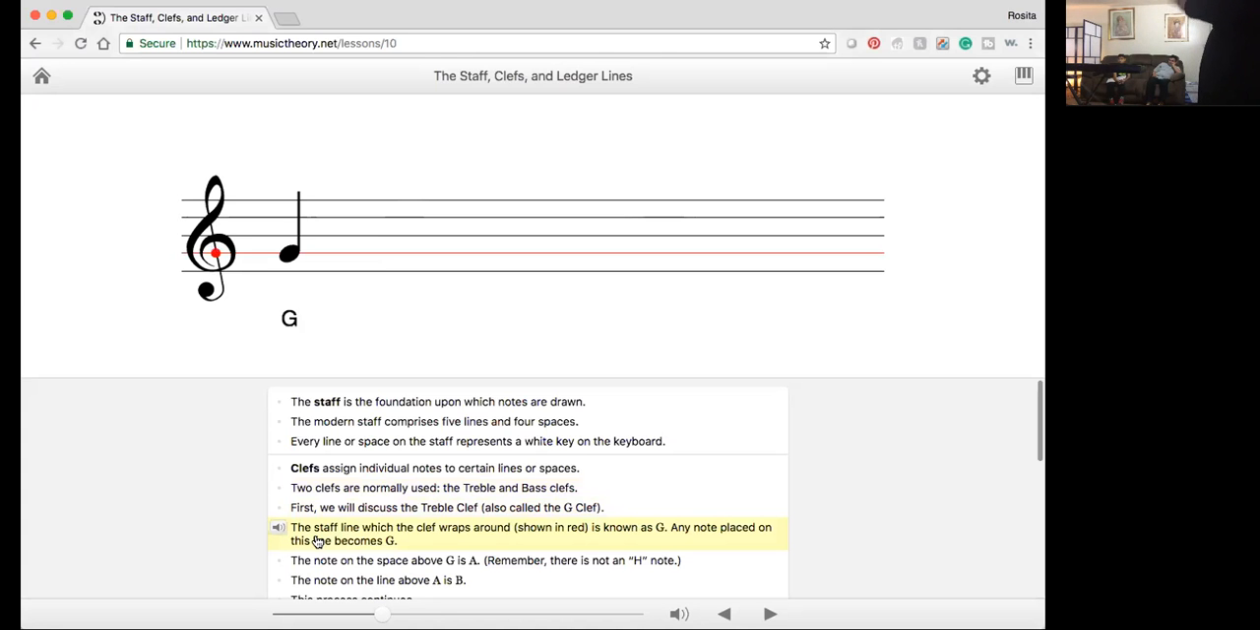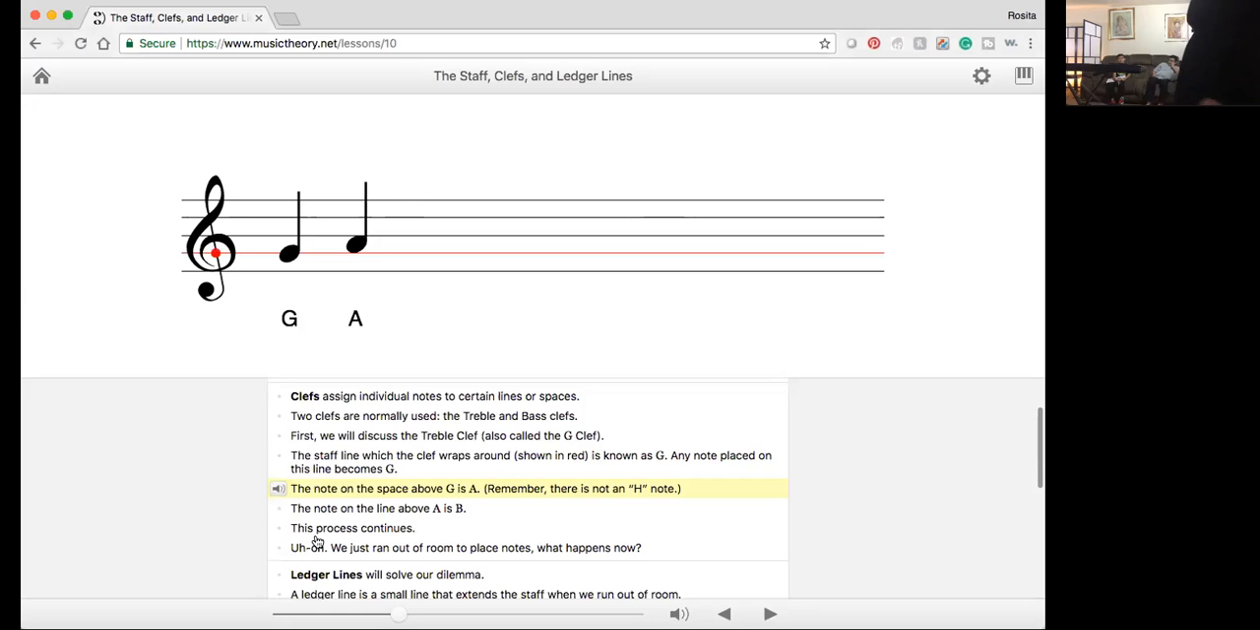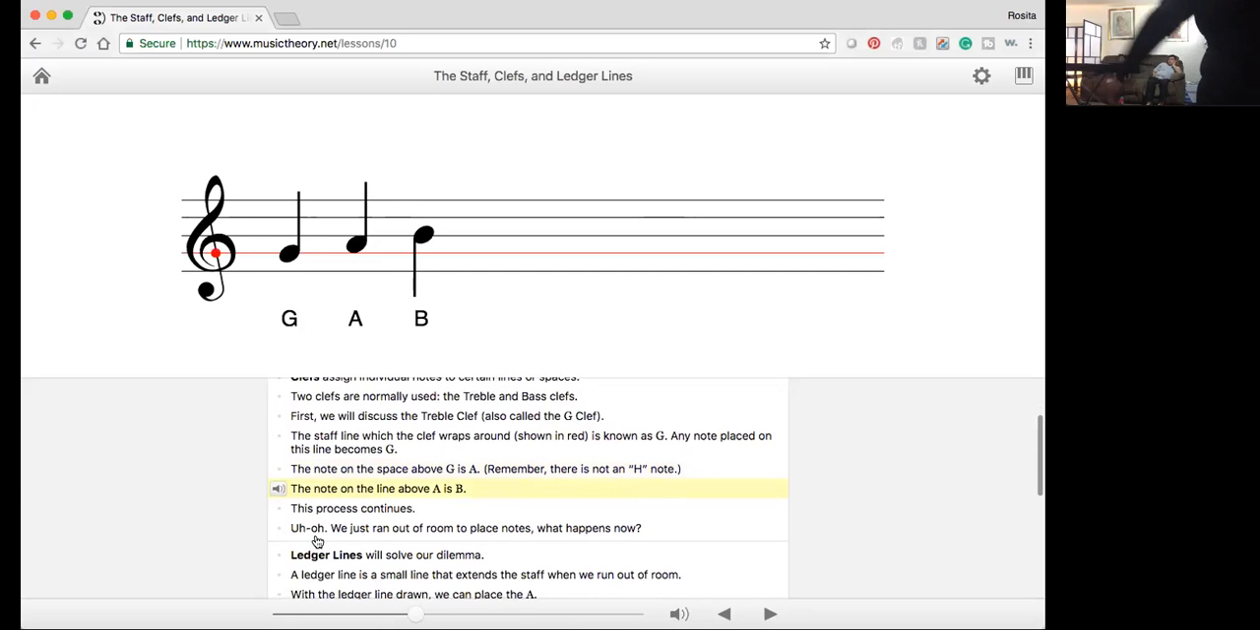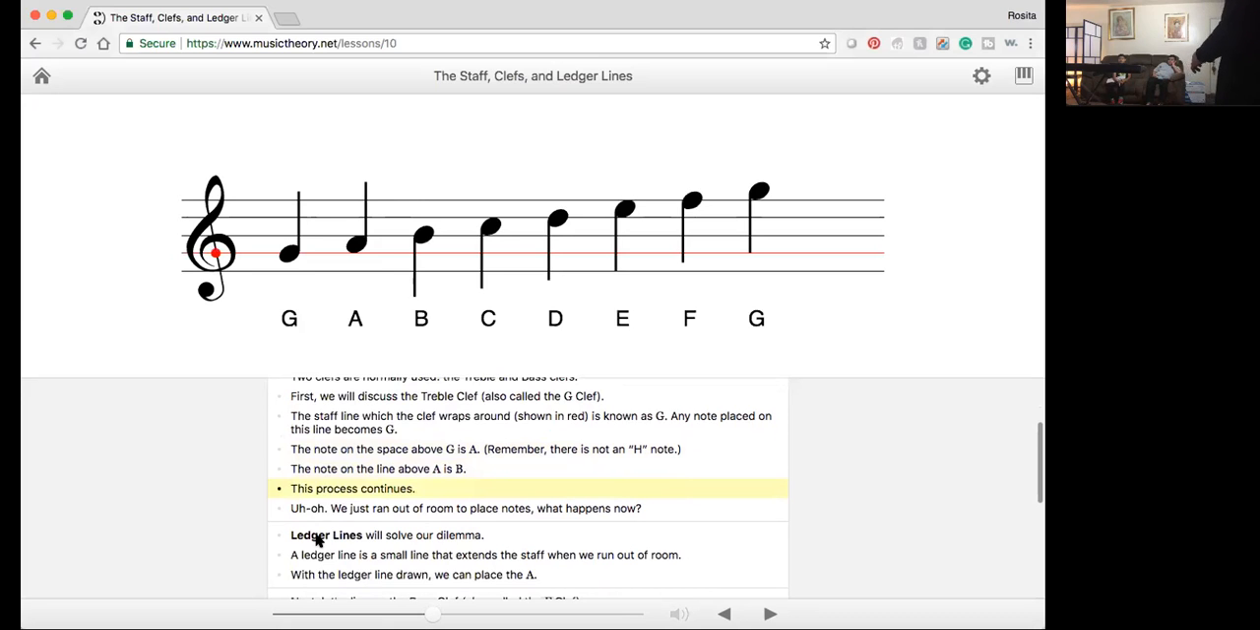So we know that A comes after G. So then what is this space right after the second line? It's going forward. So we're going higher, right? We will have A. Because the higher we go, the alphabet's going to continue going forward. So, second line is G, second line space is A. B. So are you telling me that the third line inside the staff is going to be a B? Good. And then this process will continue.